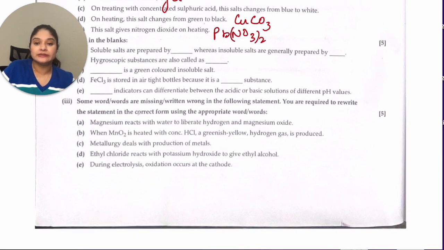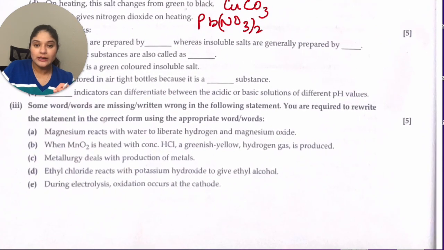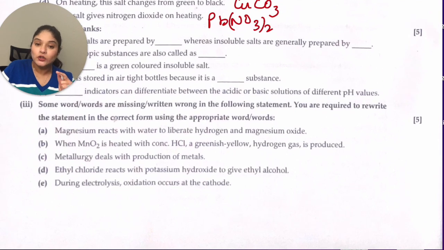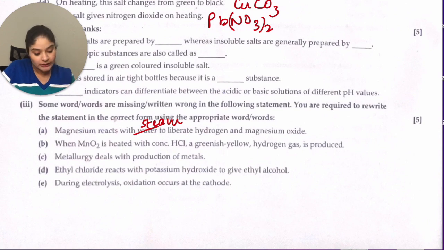Some word or words are missing or written wrong in the following statements. You are required to rewrite the statement in the correct form using the appropriate word or words. So the first is magnesium reacts with water to liberate hydrogen and magnesium oxide. So magnesium does not react with water, it reacts with steam. When manganese dioxide is heated with concentrated HCl, a greenish yellow hydrogen gas is produced. So greenish yellow chlorine gas is produced.